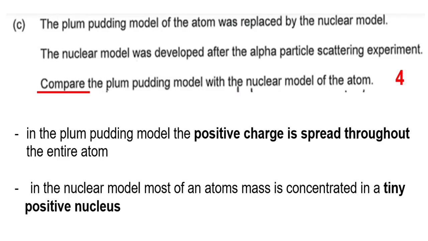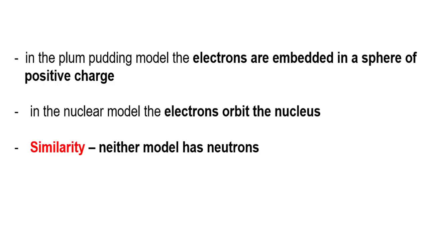Now, compare the plum pudding model with the nuclear model. You might want to read this, again using play and pause. People are good at differences, not so good at similarities. Neither model has neutrons is a similarity in the marking scheme. You should include that.